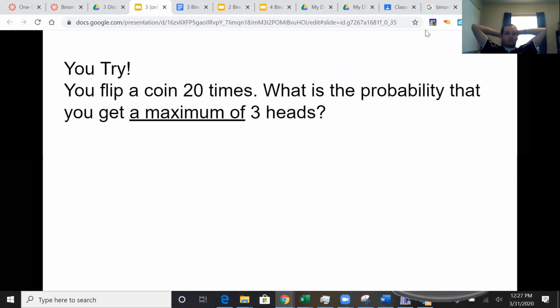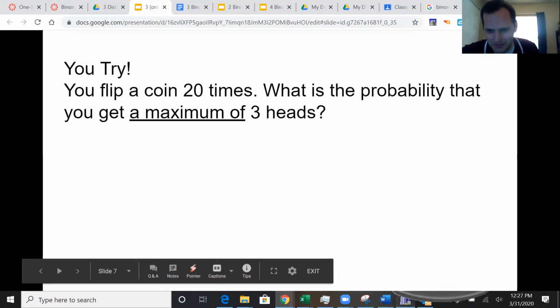If you flip a coin 20 times, what is the probability that you get at most 3 heads? What is the probability that you get at most 3 heads? Okay, go through and figure that out. Then here in a sec, I'm going to show you how to do it. All right, you should have paused it. Here's how we're going to find the answer.